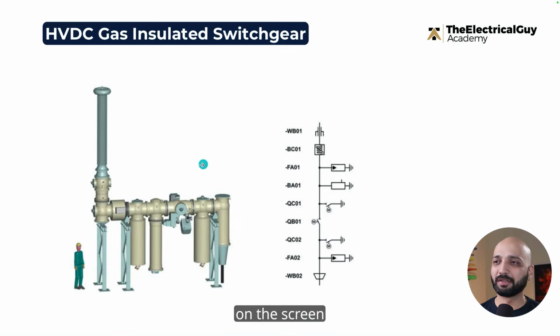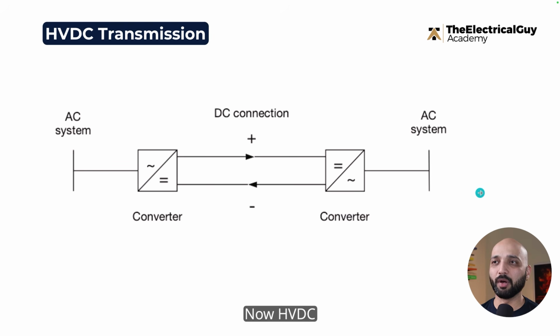So what you can see on the screen is the typical single line diagram of HVDC gas insulated switchgear, and you can see there is absolutely no circuit breaker used, right? We'll understand why there is no circuit breaker by the end of this video, so make sure you watch it till the end. Now HVDC transmission has its own advantage.